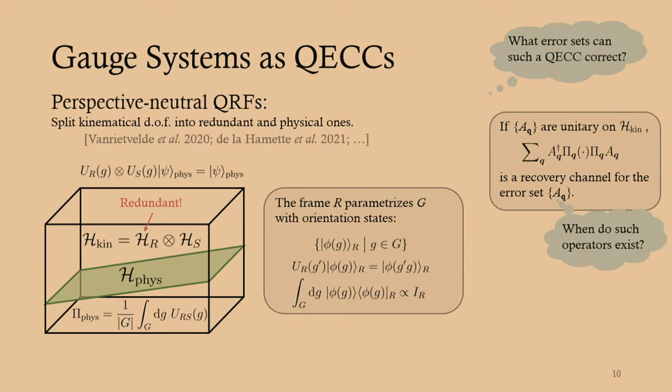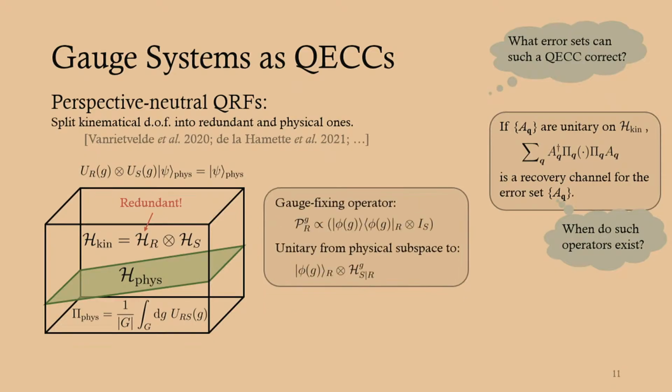Now, how do I do this precisely? I can use gauge fixing operators, which are just proportional to these rank 1 projectors onto my orientation states on R. So essentially, I just fix the state on R. And if I choose my normalization constant correctly, I will get a unitary from HFIS into the space where on R I just have this orientation state, and the factor on S is the system S as seen from R in orientation G.